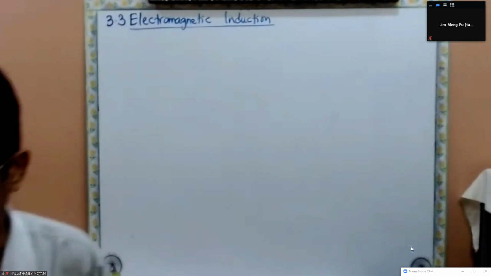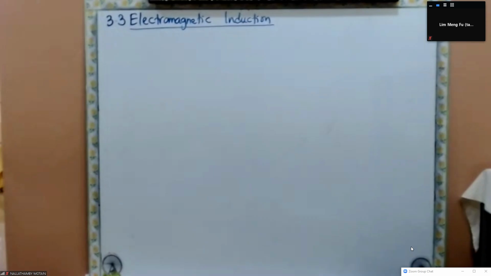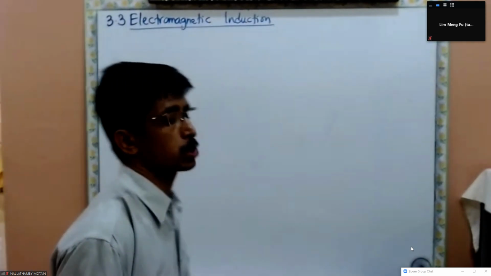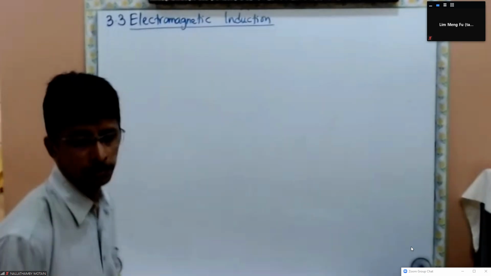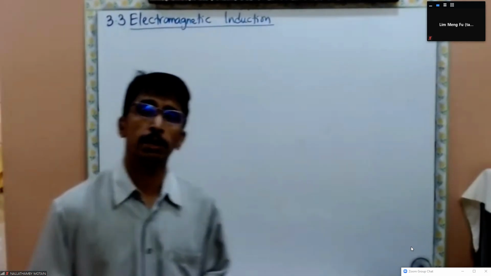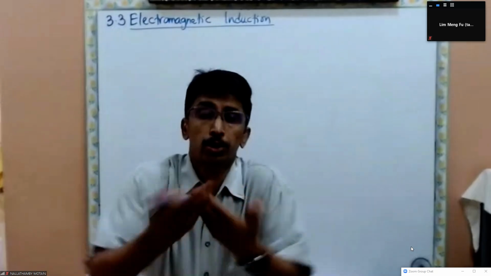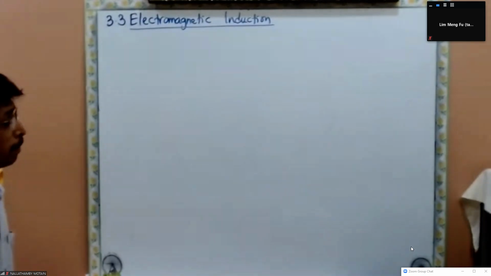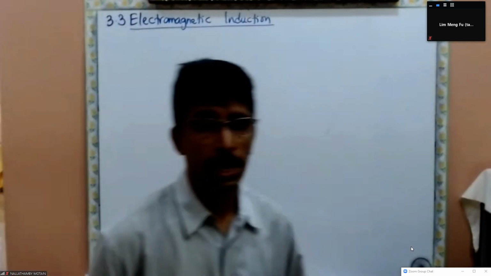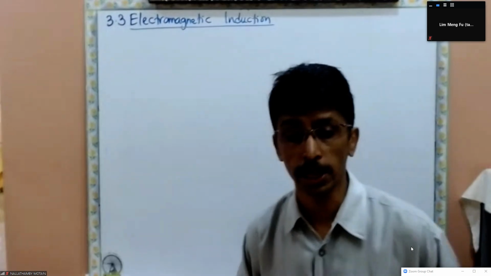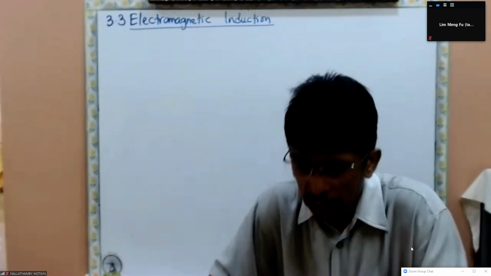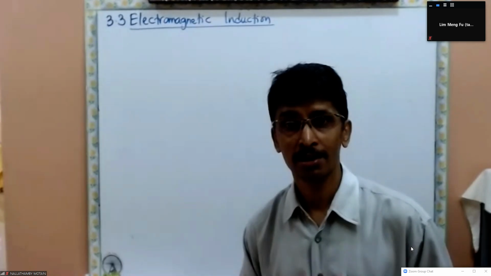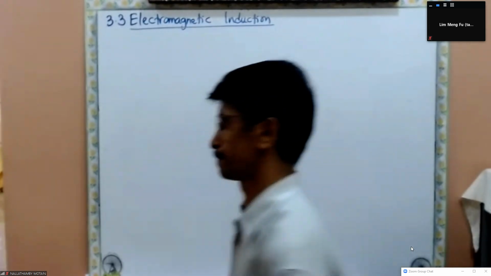Electromagnetic induction. So what is meant by electromagnetic induction? Induction is something like production, to produce. So electromagnetic induction is a process. It is a process of producing current. How is the current produced?